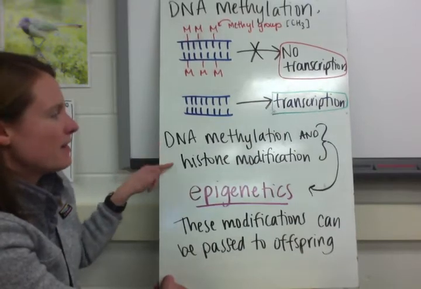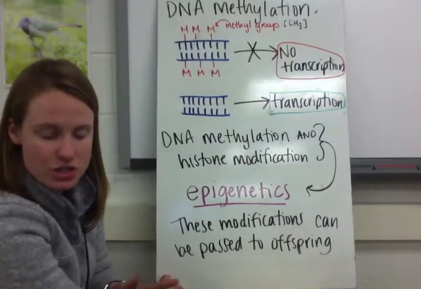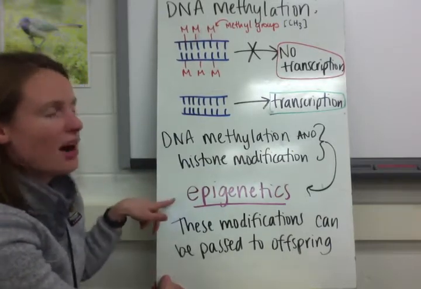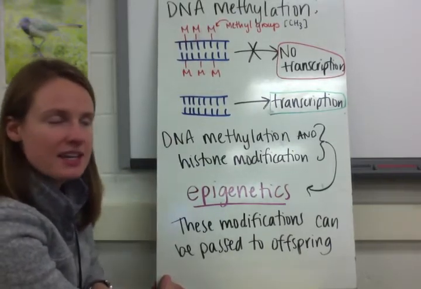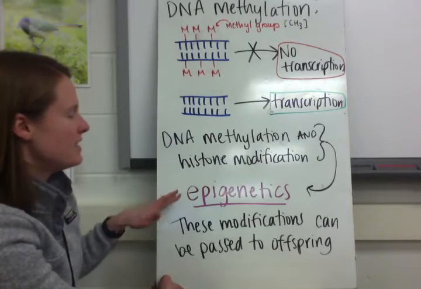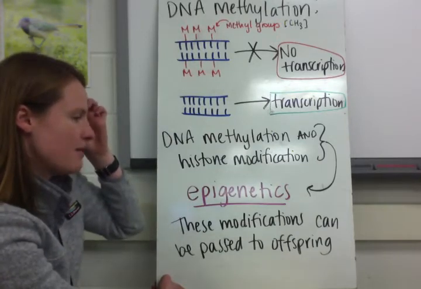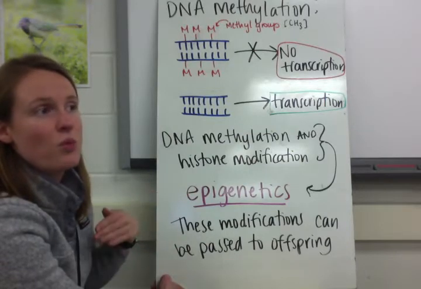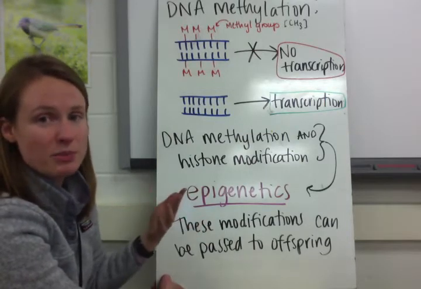Both DNA methylation and histone modification, these two mechanisms of regulation of chromatin, are part of something called epigenetics. So this is the study of modifications to chromatin and how they influence what genes are expressed.